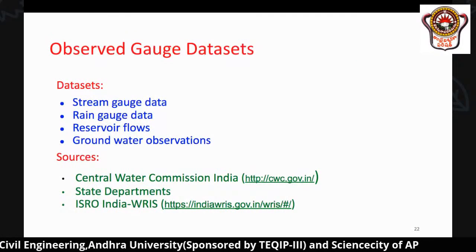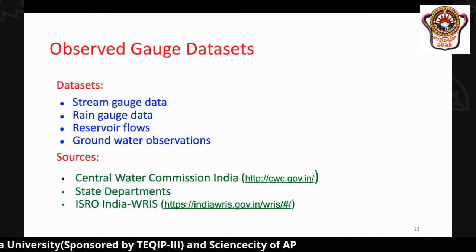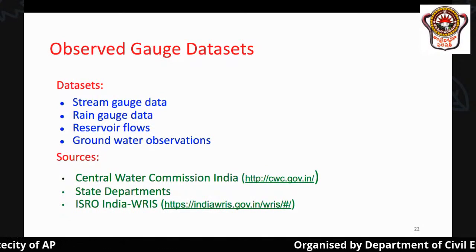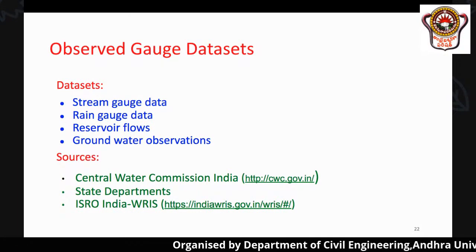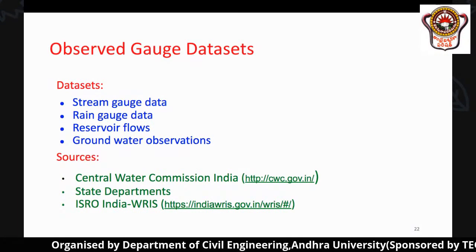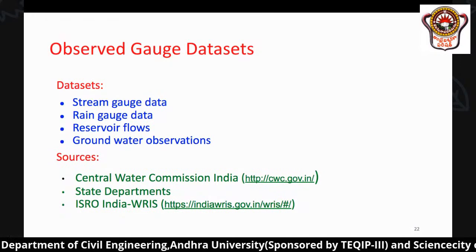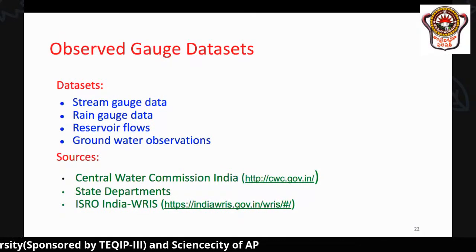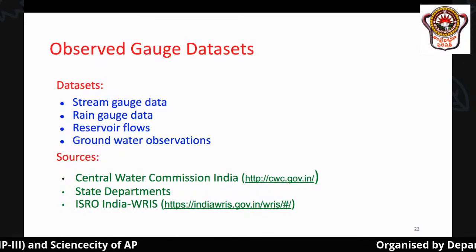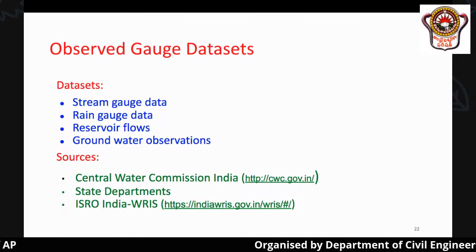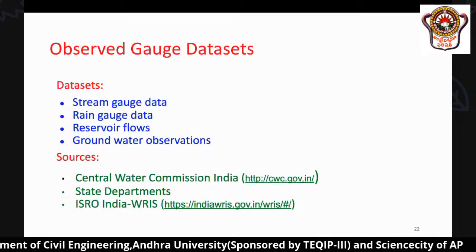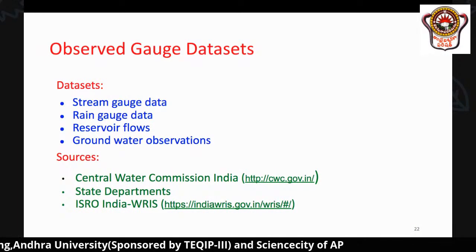Okay, then you can see some of the observed data sets which are available. Not only observed temperature and rainfall, we also need observed gauge data. Whenever I say watershed, basin, or river, we need to know the observed flows. That is available in the form of stream gauge data, and there may be rain gauge data, observed rain gauge stations. It's not gridded data, it's observed station data, reservoir flows, and even groundwater observations.